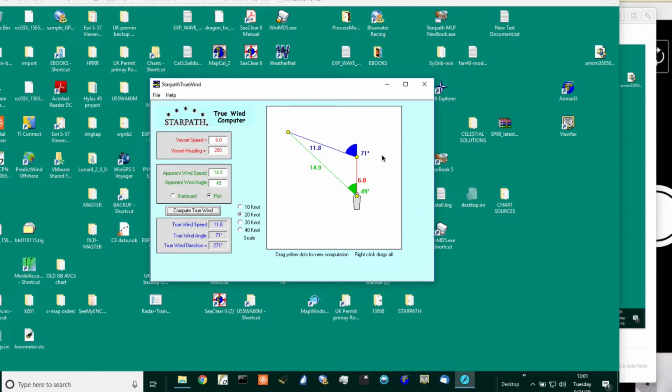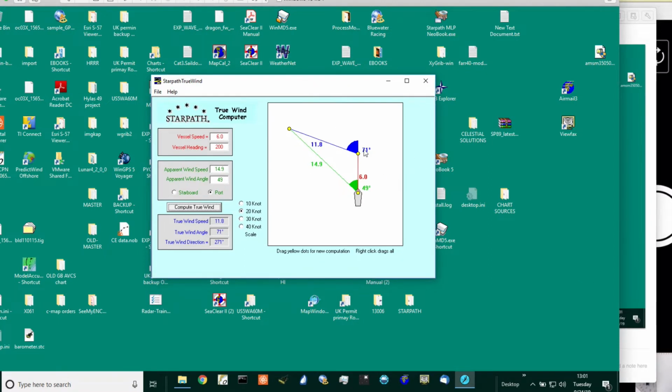And the normal issue with true wind computations is that we're normally wanting to find the true wind given the apparent wind. So here's a case where the boat speed is 6 knots. We have an apparent wind of 14.9 knots at an apparent wind angle of 49 degrees. And we need to know what the true wind is in order to anticipate the marine weather. And we always need to know how the true wind's changing.